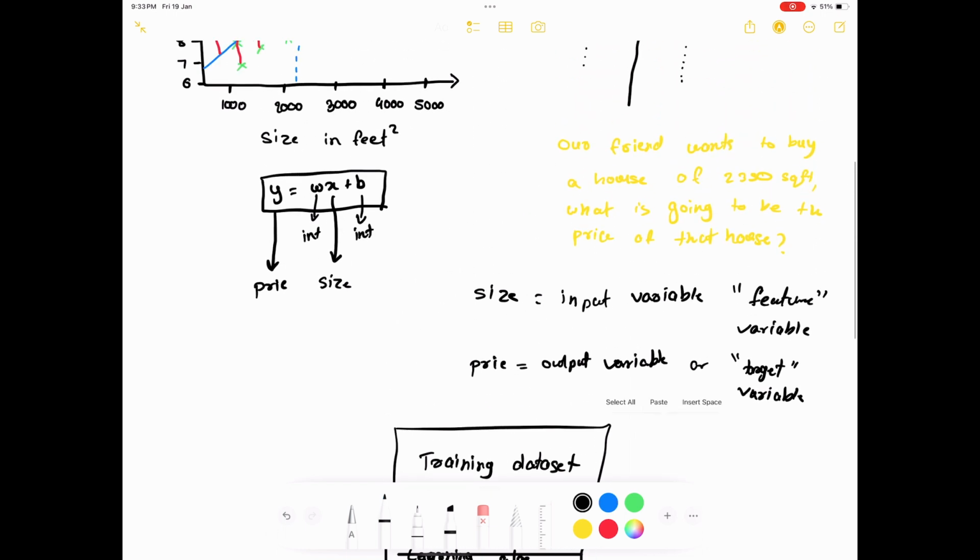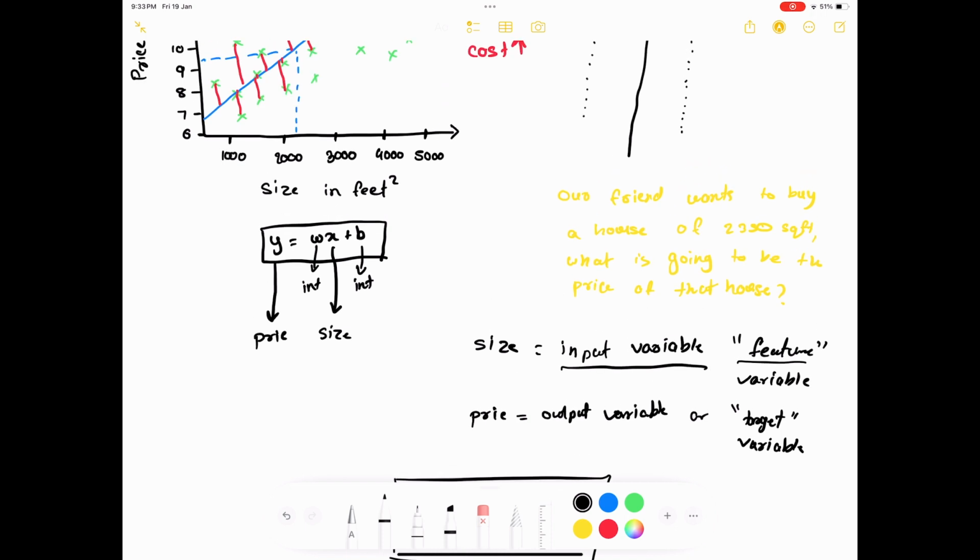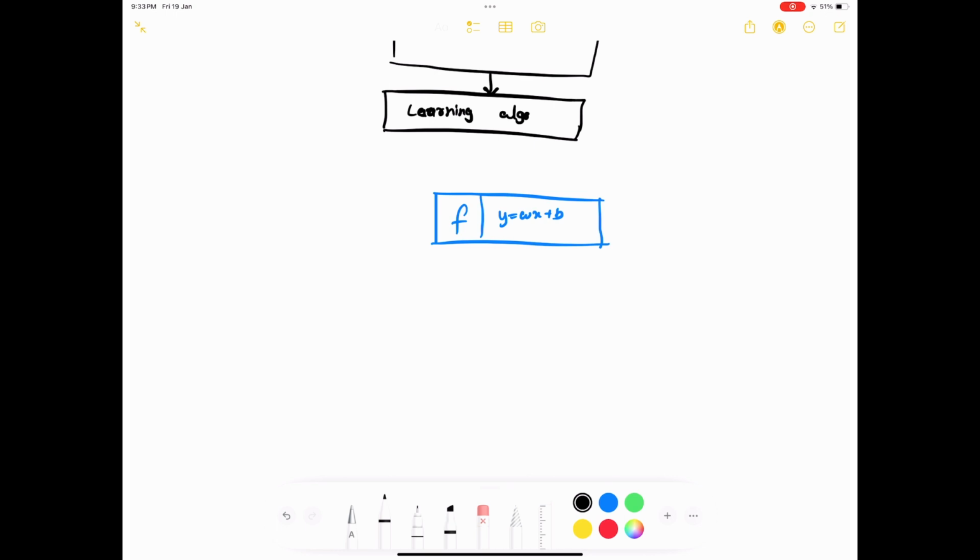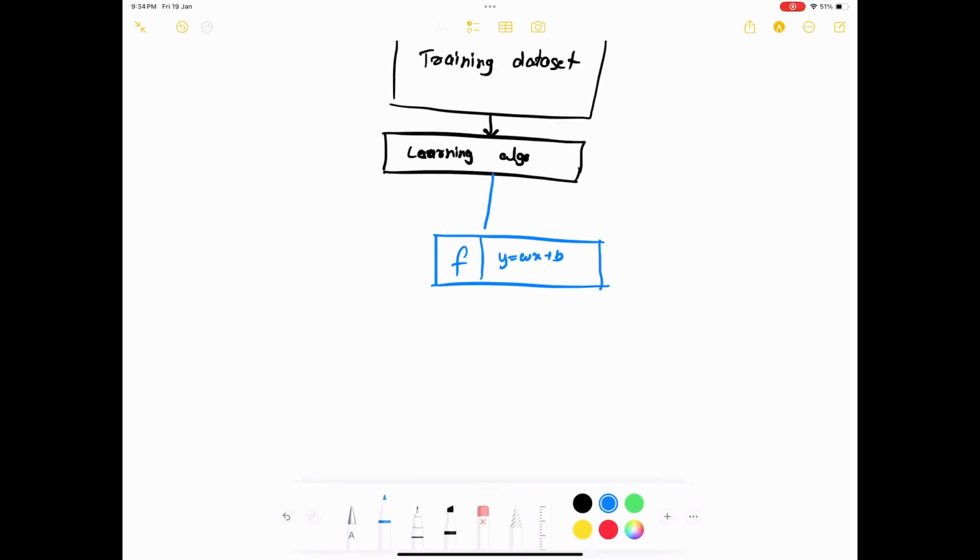So recall that size in this case was a feature or input variable. In this problem, the size that we're given is 2350 square feet. So in this function that we have gotten out of our learning algorithm, we can feed this x. We can feed in 2350, and it will output for us a price. We will denote this with y hat.